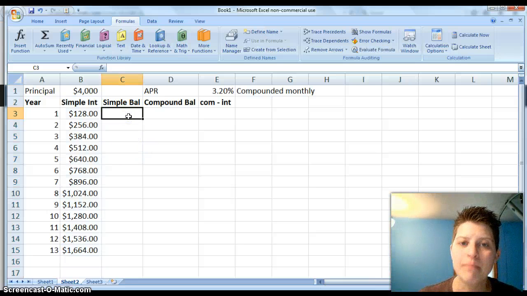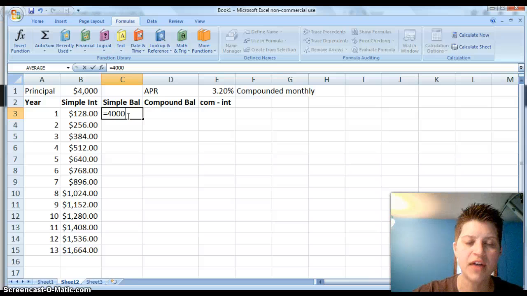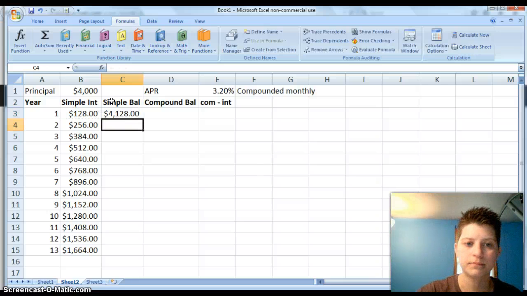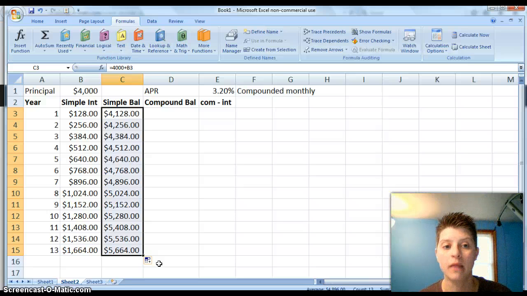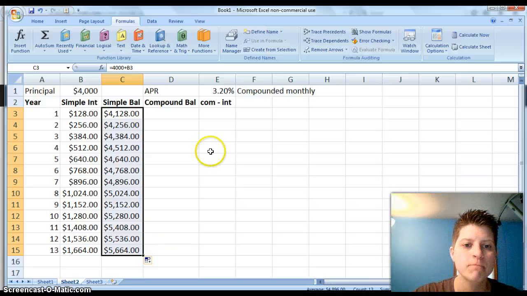Now, how do we find the balance? Well, what did you start with? And then we're going to add to it the interest. So I started with $4,000, and I'm going to add my interest. So for year 1, I'm going to add the 128. Okay, because we have a cell reference, I can double click, and again, you will see my balance increases by $128 a year. That should make sense.